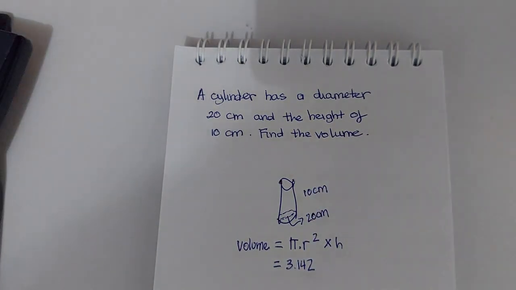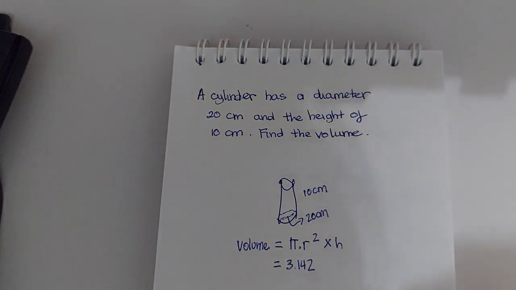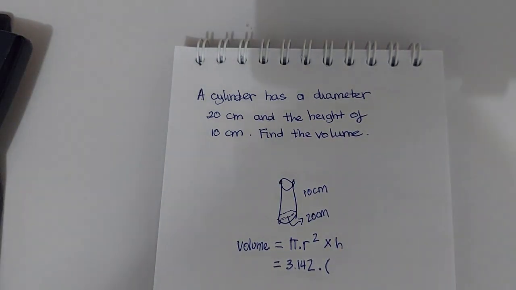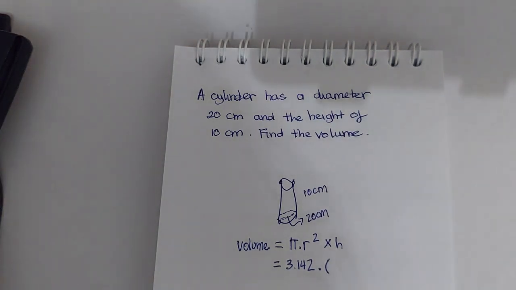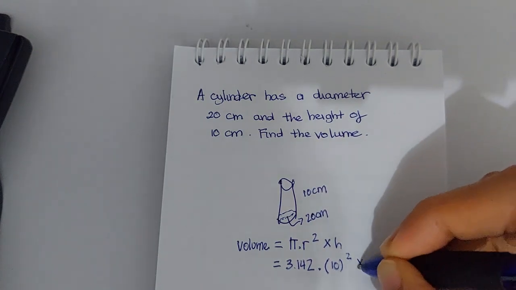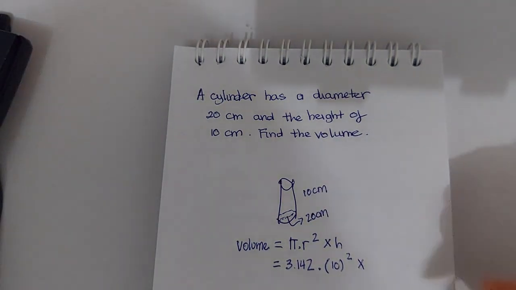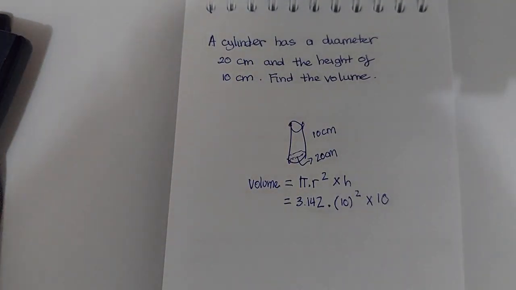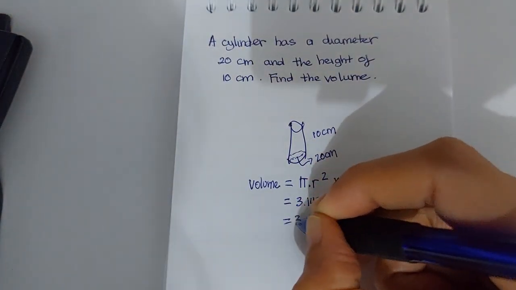3.142, the value of pi. And then what will be the r, guys? The diameter is 20. How to get the radius? You divide it by 2, so 10. Bingo. So 10 being squared. And then times it by the height. It will be 10. Wow. I choose the right number here. So it means this one will be what?